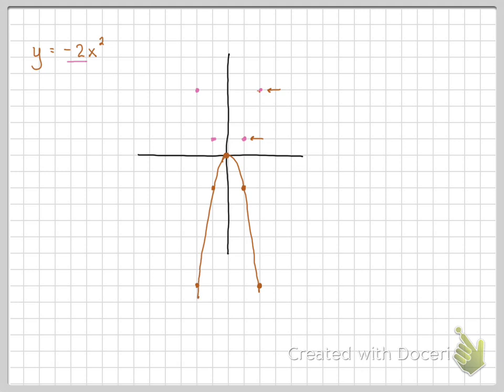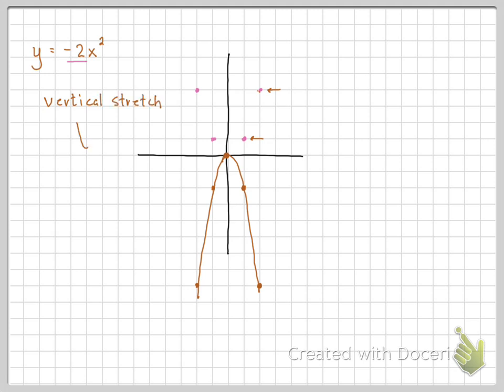There you go. That's what a negative does to a parabola. Okay? So we've got equations that find the vertex. And now we know how to incorporate what we are calling a vertical stretch.